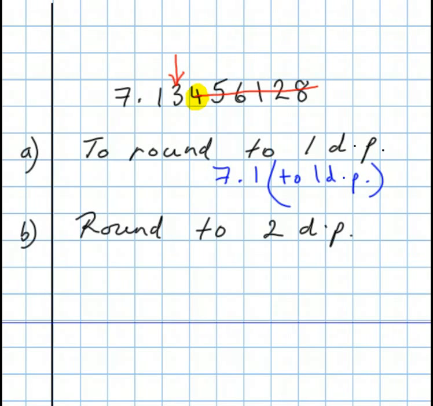So once again, we don't change the last figure that we have to the left. So our answer is 7.13, the degree of rounding, 2 decimal places. Just get rid of this.